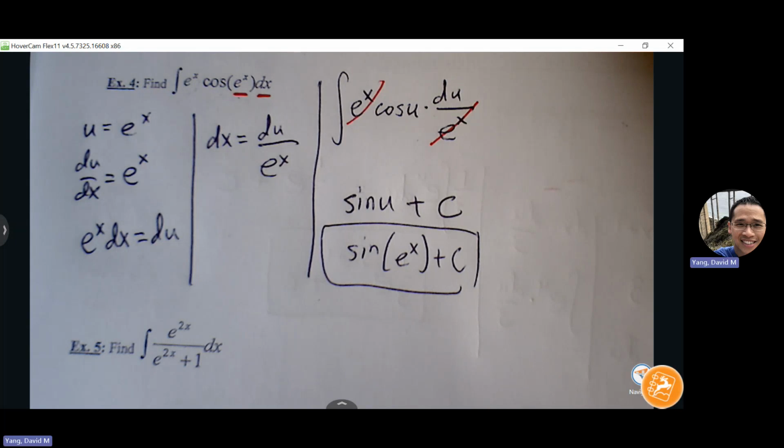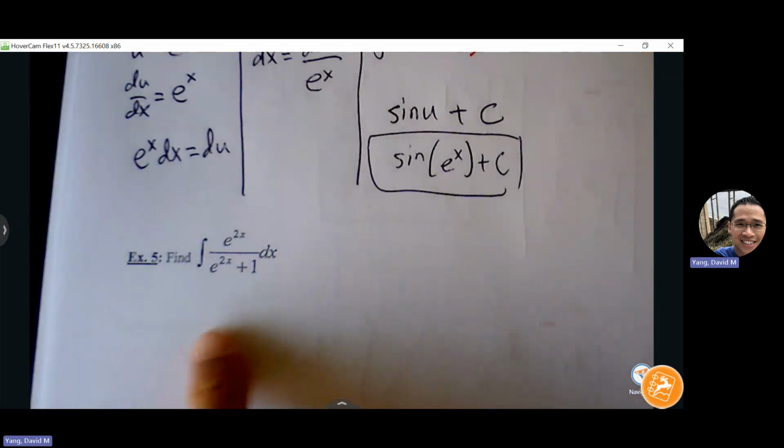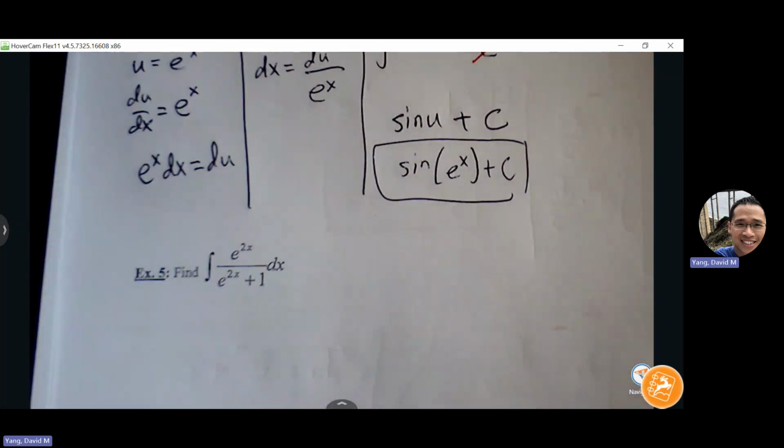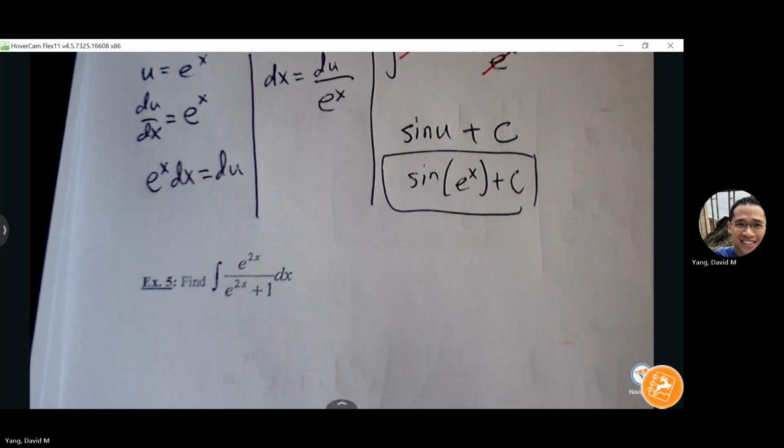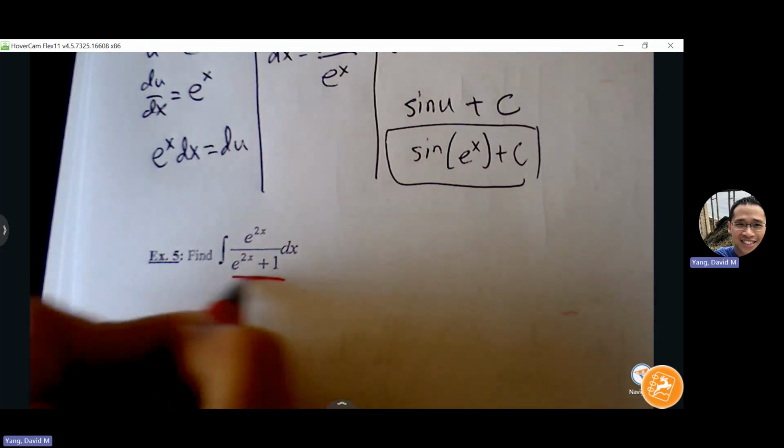All right, example 5, too complicated for us to expand. There are too many terms below. We have to look at u substitution. What could be our u value? Yeah, the entire denominator again.